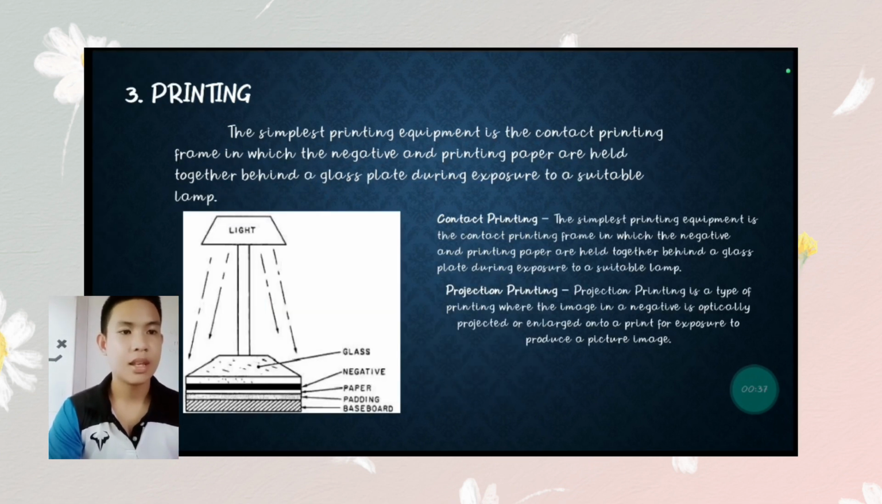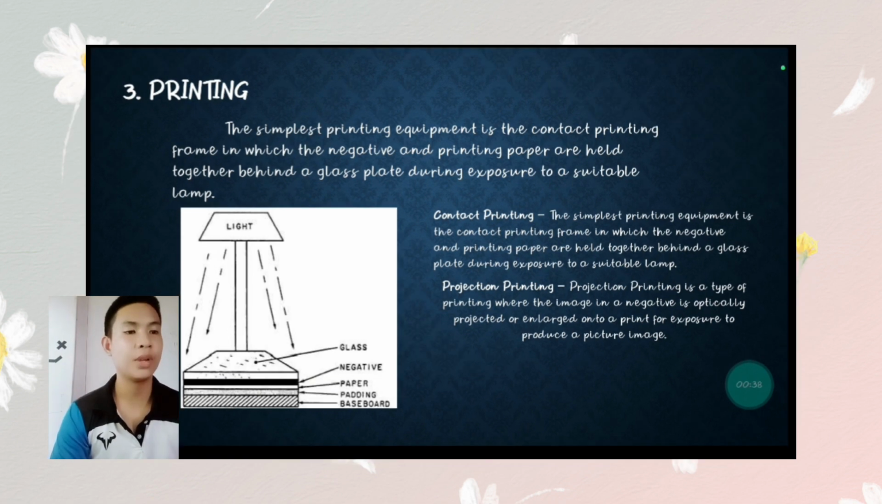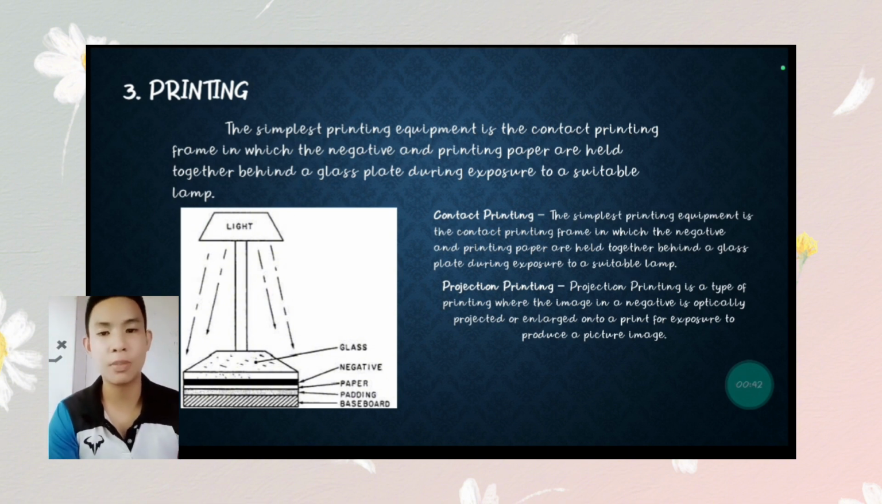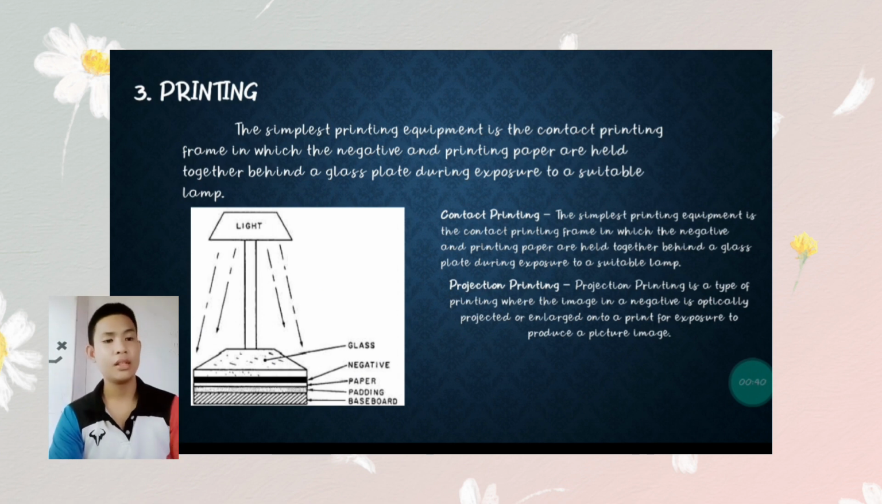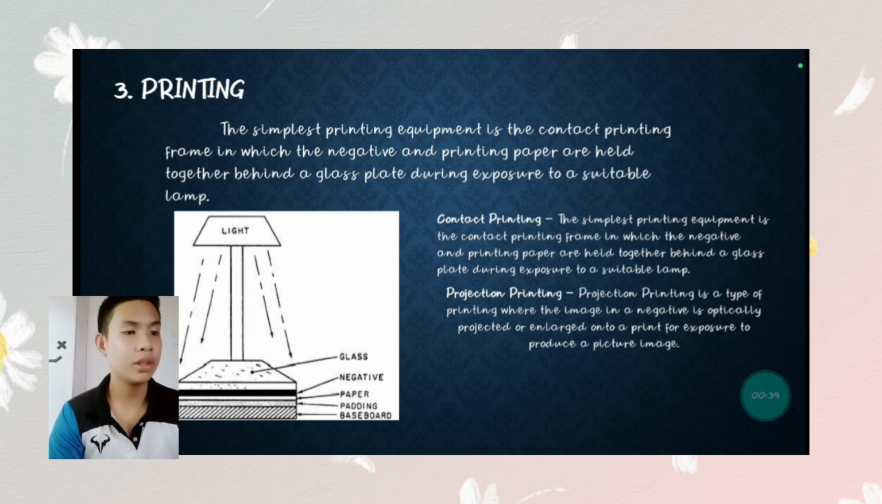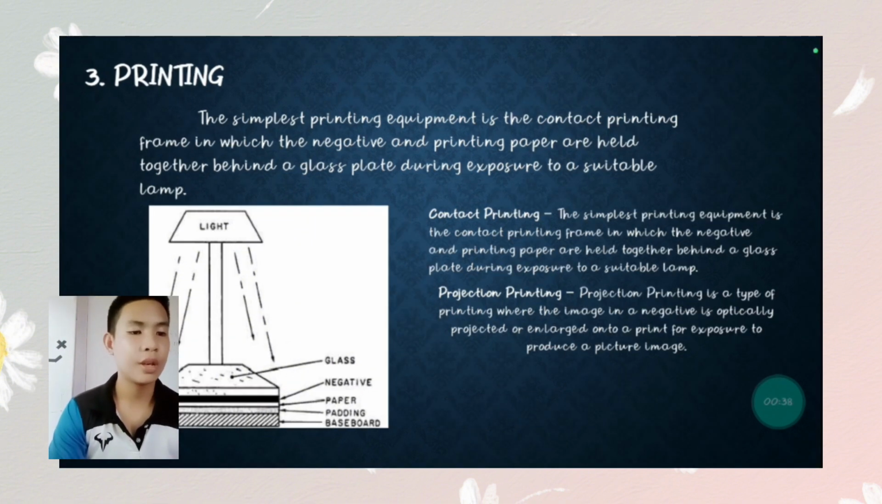Next is contact printing or printing. The simplest printing equipment is the contact printing frame, in which the negative and printing paper are held together behind a glass plate during exposure to a suitable lamp. Next is projection printing. Projection printing is a type of printing where the image in a negative is optically projected or enlarged onto a print for exposure to produce a picture image.